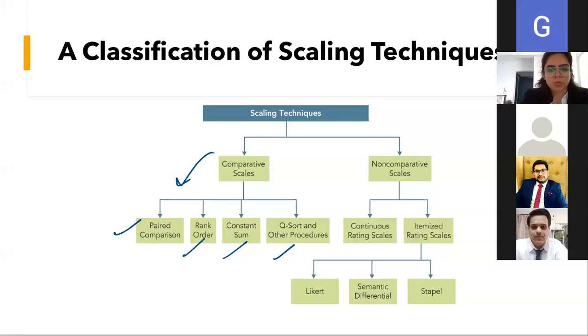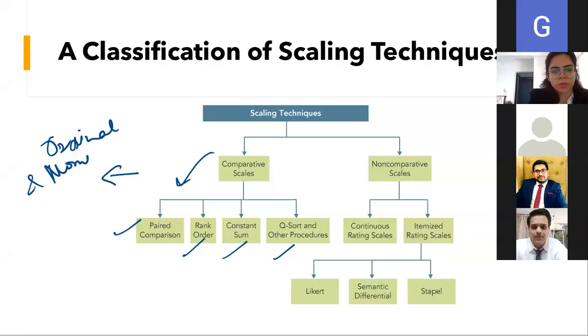So let's come to paired comparison, but before that, let's understand more about what is comparative and non-comparative. Comparative is basically your ordinal and nominal, more of ranking. And non-comparative is your rating scales, so that is interval and ratio. That kind of data is captured here.